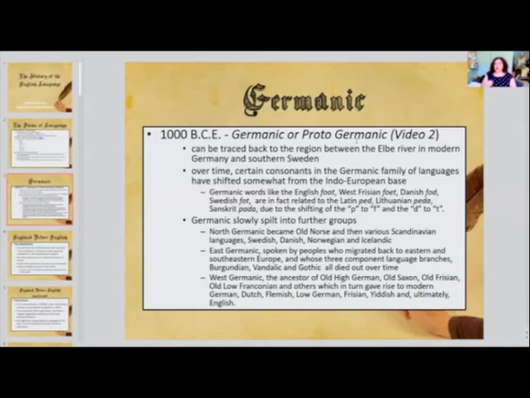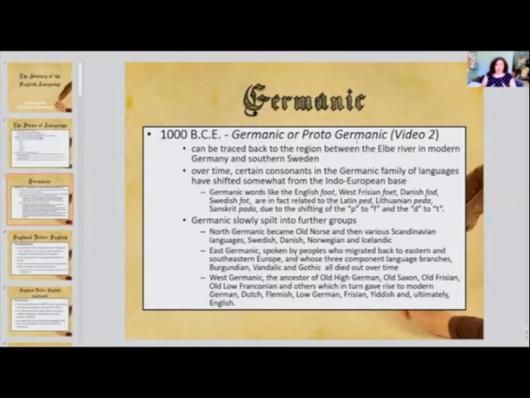But you get the West Frisian foot, Danish fud, Swedish fut. They're all related to the Latin ped and the Lithuanian peda, Sanskrit pada. So due to the shifting of the P to the F and the D to the T, the Germanic consonants kind of migrate away. And then Germanic slowly split into even further groups.